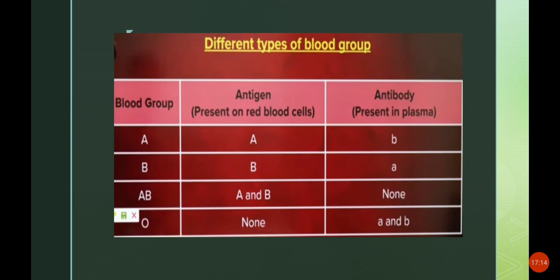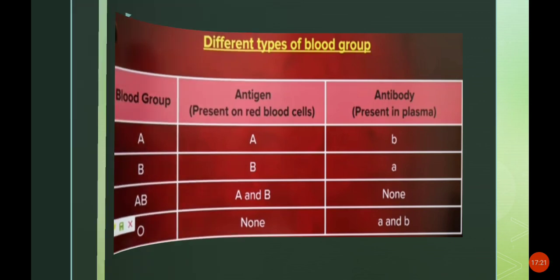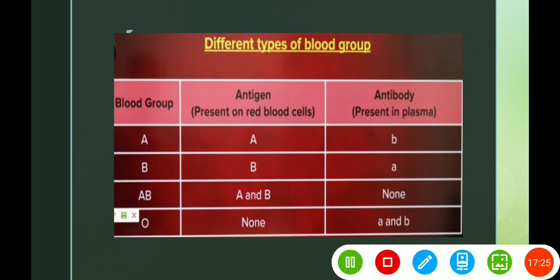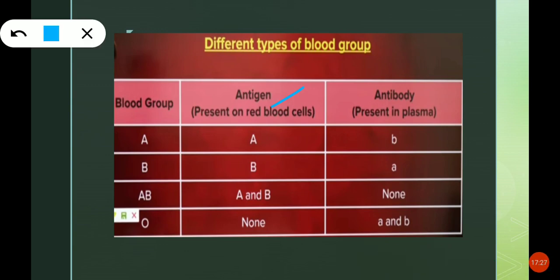And how can we find the different blood groups? See here, there are two types: antigens and antibodies. Antigens are present on red blood cells, and antibodies are present in plasma. So this is capital A, and this is small b, and small a, and capital B. These names are given by scientists.